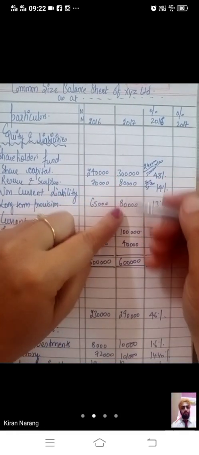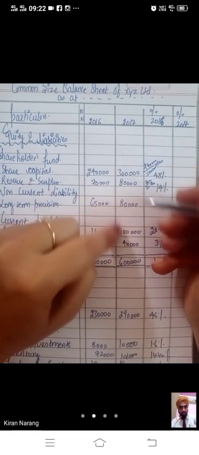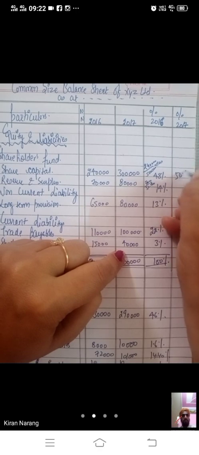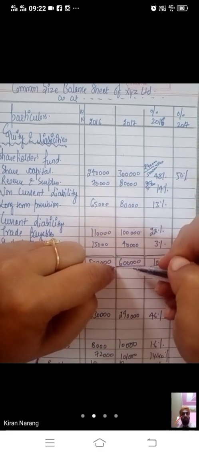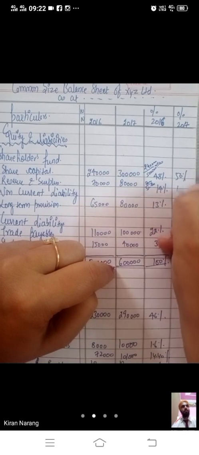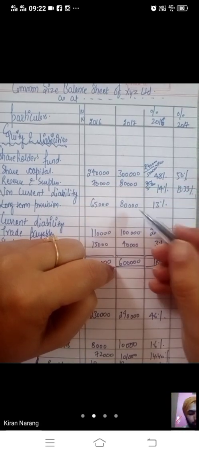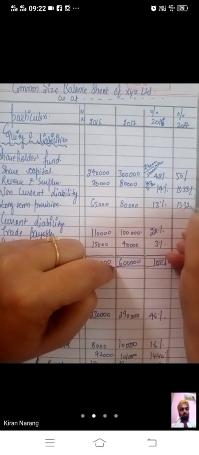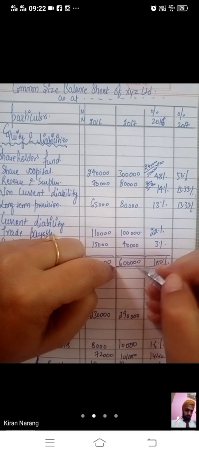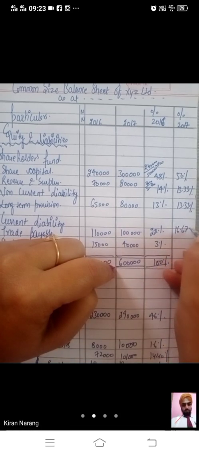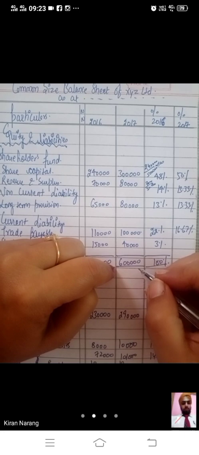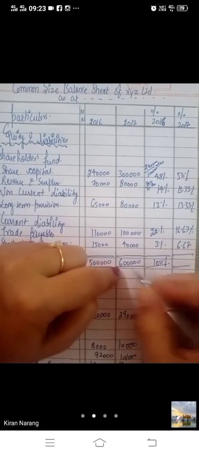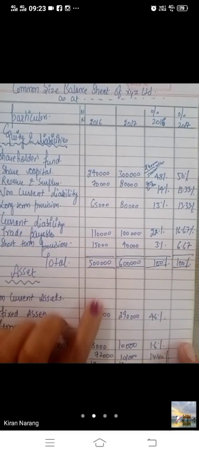And in a similar way, we will calculate the percentages for 2017 also. So we will take the figures of 2017: 3 lakh divided by 6 lakh into 100, this is 50%. 80,000 divided by 6 lakh into 100, this is 13.33%. Then 80,000 divided by 6 lakh into 100, it is also 13.33%. 1 lakh divided by 6 lakh into 100, 16.67%. 40,000 divided by 6 lakh into 100, 6.67%. And 6 lakh divided by 6 lakh into 100, 100%.